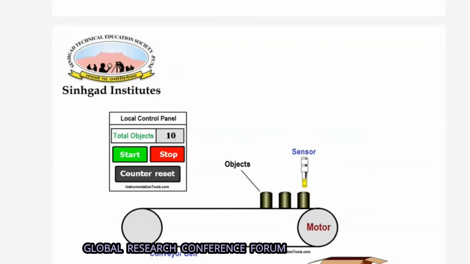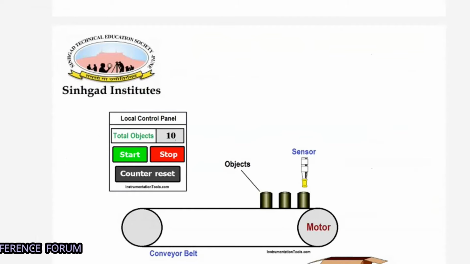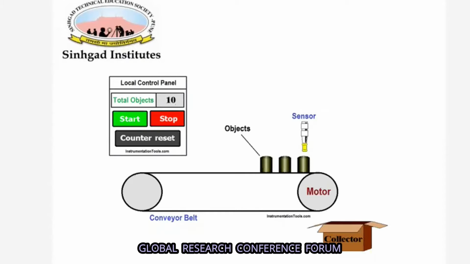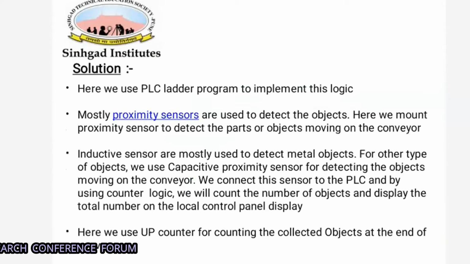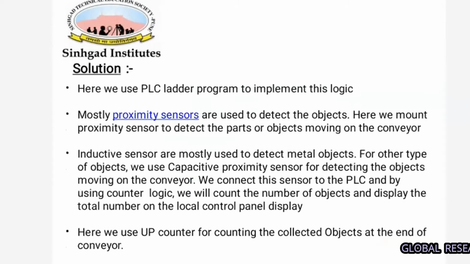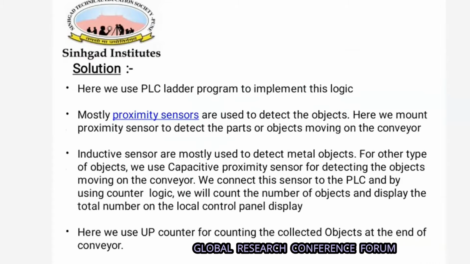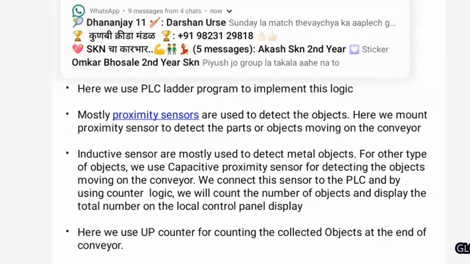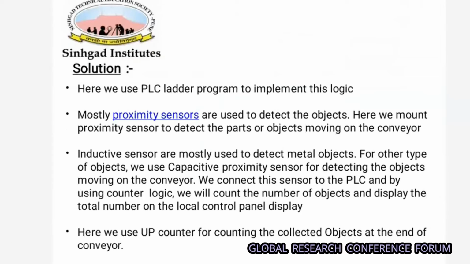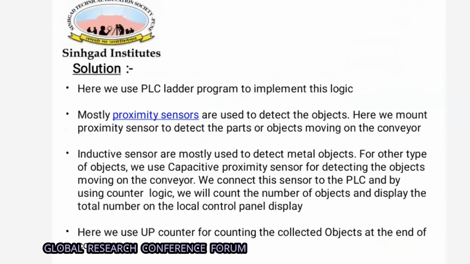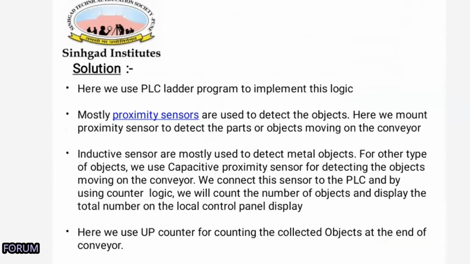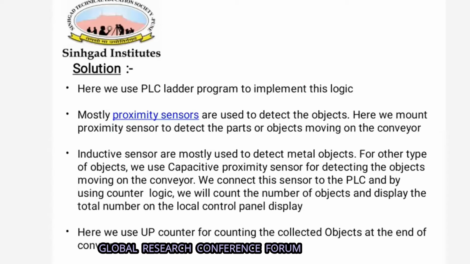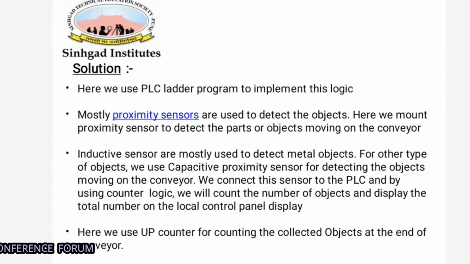Here we can see a control panel, the conveyor belt, the proximity sensors we are using, and also the motor and objects. Sir, here is the solution. Mostly proximity sensors are used to detect objects. Proximity sensors are also used to detect parts of objects moving on the conveyor. We also use another sensor, inductive sensors, which are mostly used to detect metal objects. For other types of objects, we can use a capacitive proximity sensor for detecting the objects moving on the conveyor.